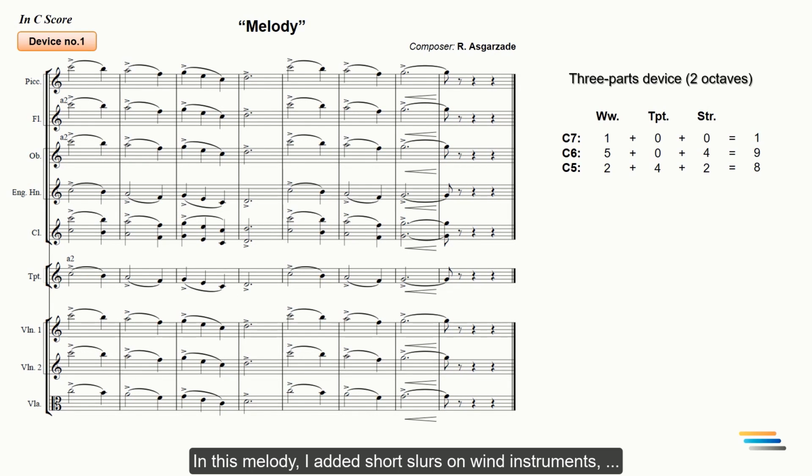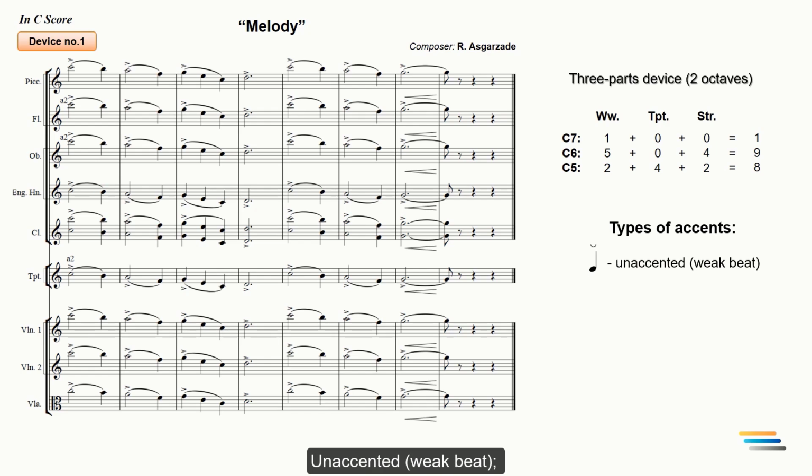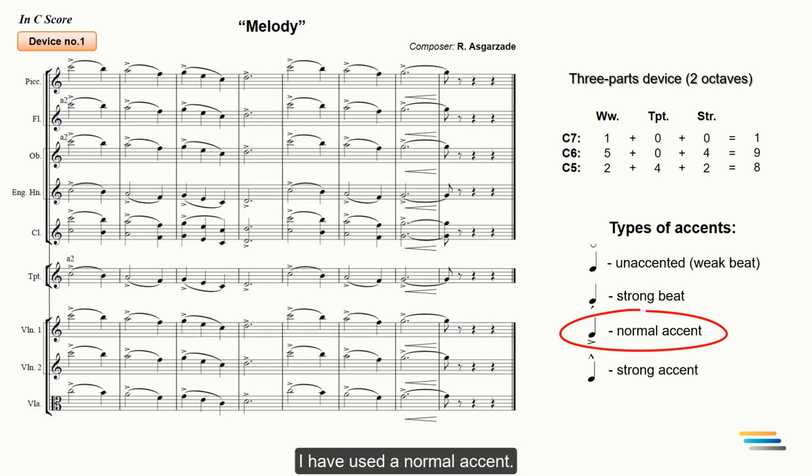In this melody, I added short slurs on wind instruments, as I wanted to achieve the sound of fanfare. This mark you see indicates that each bar will start with an accent. In general, there are several types of accents by power degree: unaccented, which means weak beat, strong beat, normal accent, strong accent. I have used a normal accent.